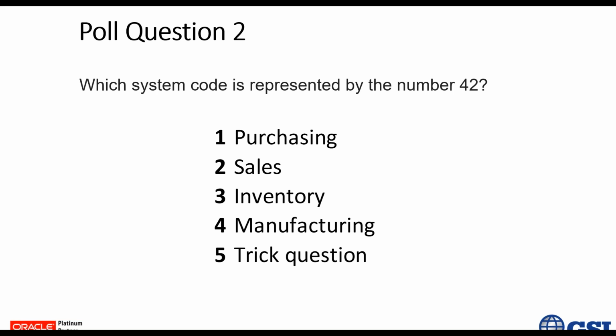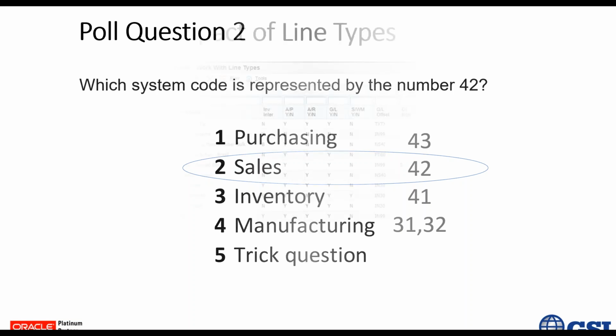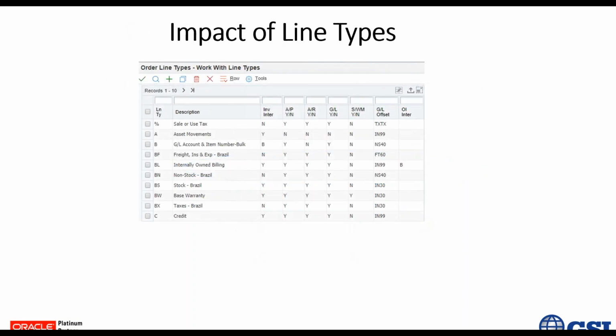So if you would, Brittany, let's reveal the answer. And the answer, of course, is the sales order system. That was number 42. Everybody who answered got that one correct. We had 100% of our responses select option number 2, which is outstanding. Okay, so let's move forward with that.